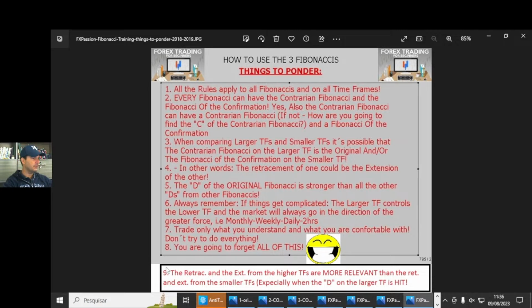And number 9, it's an addition. The retracement and the extension from the higher time frame are more relevant than the retracement and the extension from the smaller time frame, especially when the D on the larger time frame is hit. Right? The retracement and extension from the higher time frame, it's more relevant. What does this mean? Euro New Zealand.